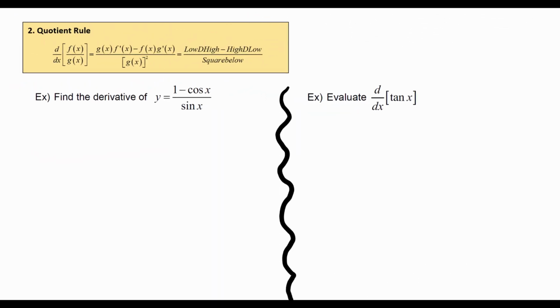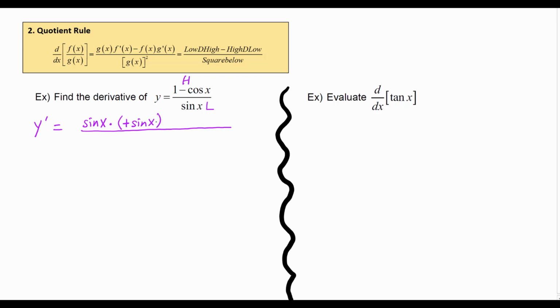Let's do a couple more examples of how to take the derivative of quotients of two functions. Find the derivative of y equals the quantity 1 minus cosine x over sine x. So my high function is 1 minus cosine x. My low function is sine x. You ready? Y prime then is equal to low, sine x, times d high, derivative of 1 is 0, and I have a minus, derivative of cosine x is negative sine x.